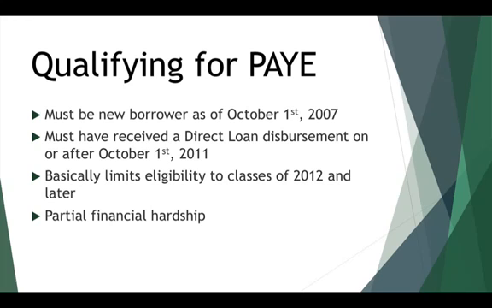The one downside to pay-as-you-earn is that it's a little bit difficult to qualify for. You have to be a new borrower as of October 1st of 2007, and you have to have received a loan disbursement on or after October 1st of 2011. Basically, this cuts eligibility to pay-as-you-earn to the classes of 2012 and later. In addition, you have to have a partial financial hardship. What that means is that your monthly payment under pay-as-you-earn is less than it would be otherwise using the standard 10-year repayment plan. If it's not, you wouldn't benefit by entering pay-as-you-earn, and therefore you should just use the standard 10-year plan.